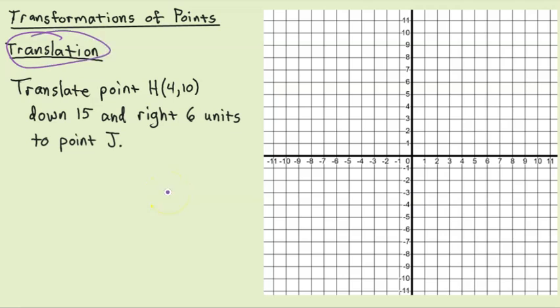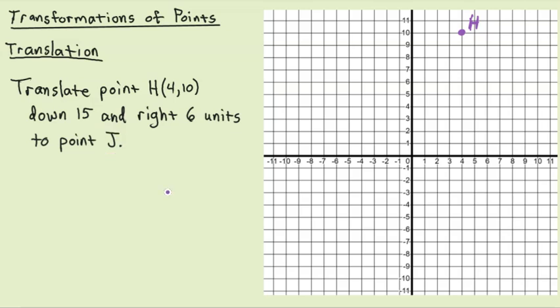All right, now moving on to translation. Let's do an example of translating a point. So this says translate point H, which is at the coordinates 4, 10. So here's 4 over here, and then we would go up 10 to here. So 4, 10 is this point right here. So we're going to call that point H. Okay, and it says translate point H down 15 and to the right 6 units to point J.